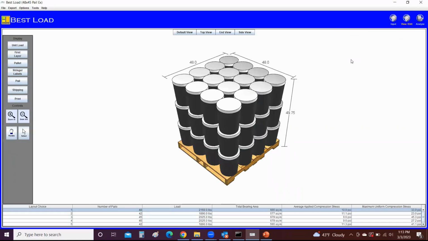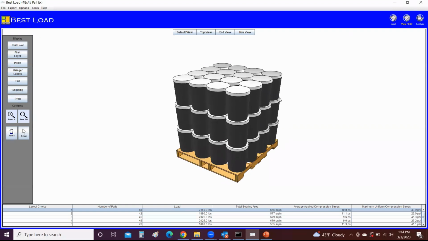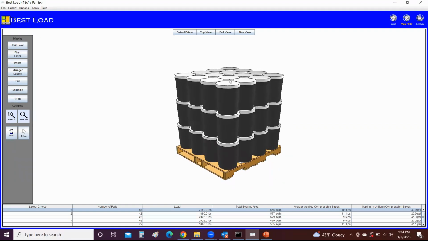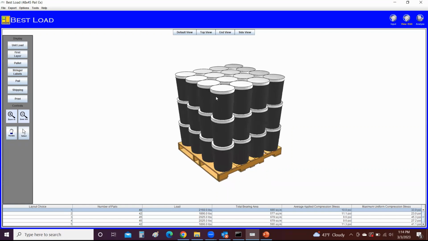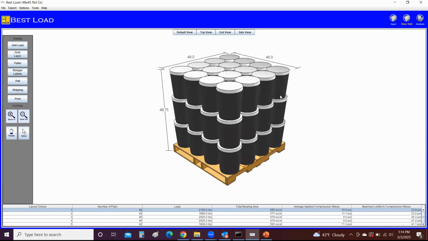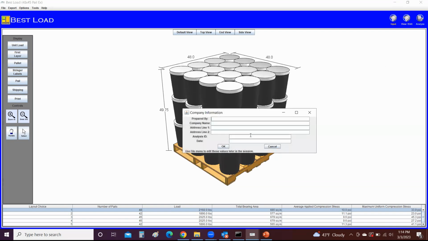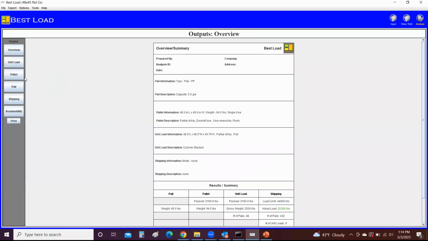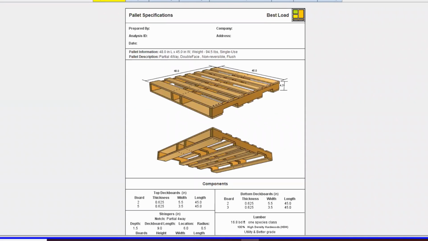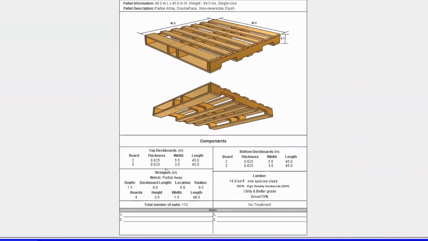The next unit load is comprised of 5-gallon plastic pails unitized on a 48-inch by 45-inch 4-stringer pallet. The goal is to reduce the maximum uniform compression stress on the pails in order to reduce the cost of the pail. We will begin by evaluating the pallet design and performance. The current pallet design uses 5/8-inch thick top and bottom deck boards, as well as 1.5-inch wide stringers, for a total of 16.8 board feet of lumber.